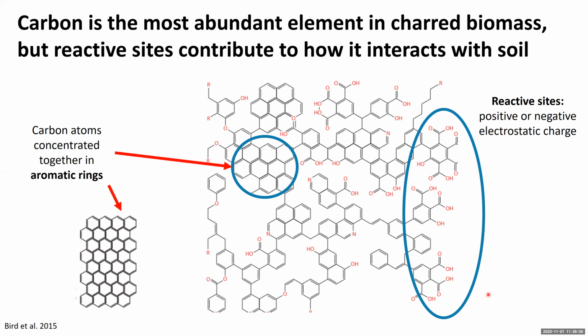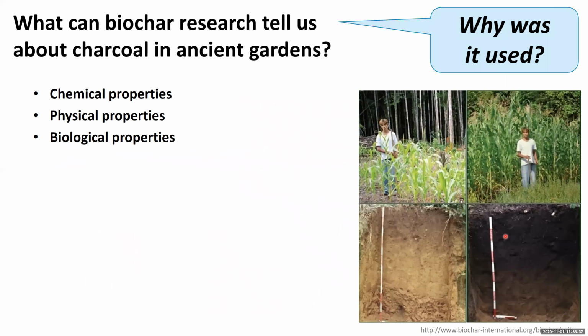So these create reactive sites, which typically have a small positive or negative electrostatic charge. And these charged sites you can think of as kind of like sticky ends on the molecule that help it interact with or bind to other molecules. And this can help it attract to molecules such as water, parts of soil minerals, or even other types of organic matter. And these reactive sites are really a big influence on how biochars or other charcoal materials interact with soil.